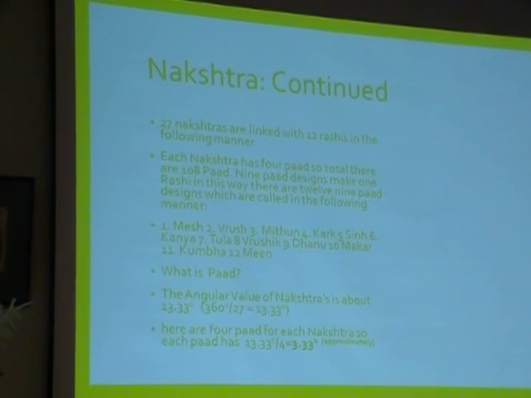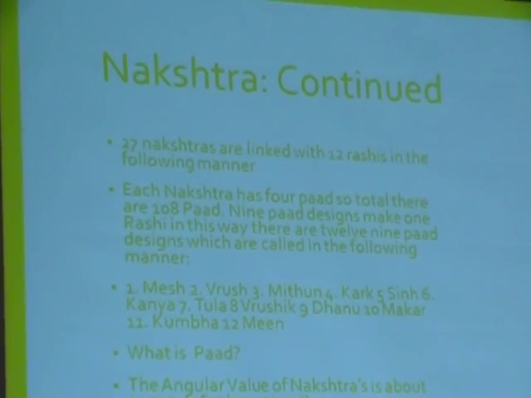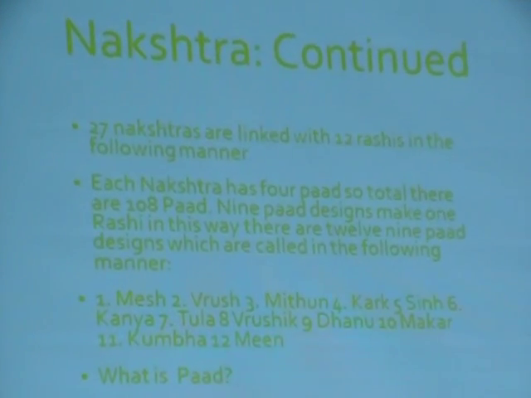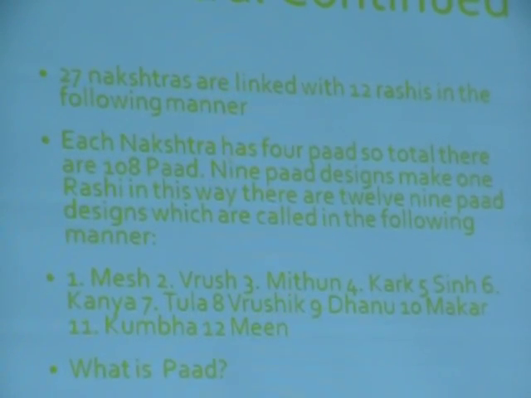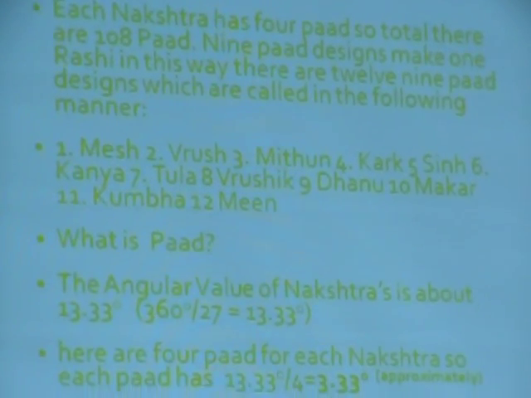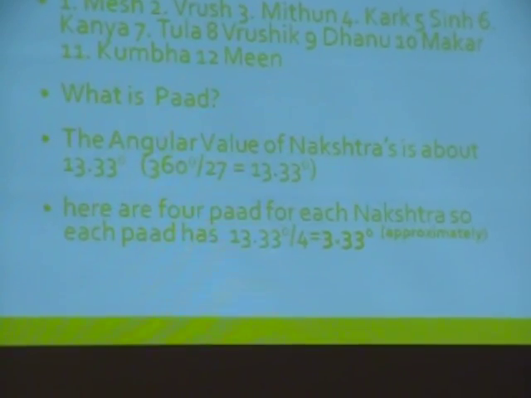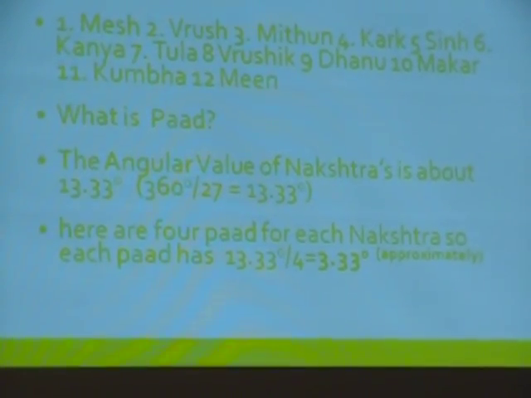Then again the 27 nakshatras are divided into 12 rashis, the zodiac signs. So 27 narrows down to 12. And those 12 are the rashis, the zodiac signs, like Aries, Taurus, and so on.